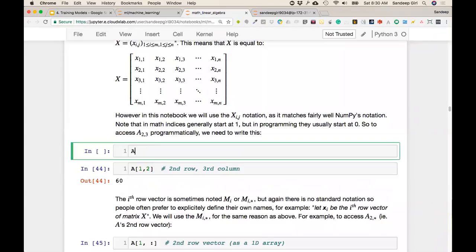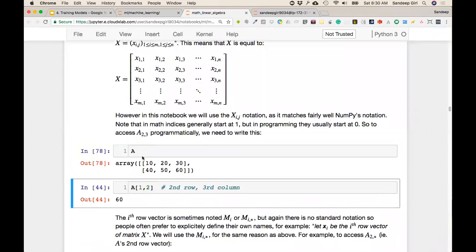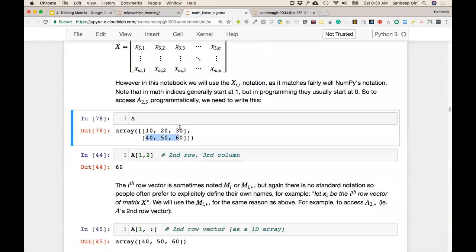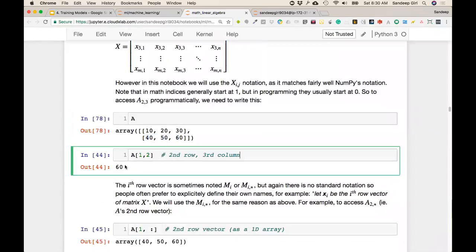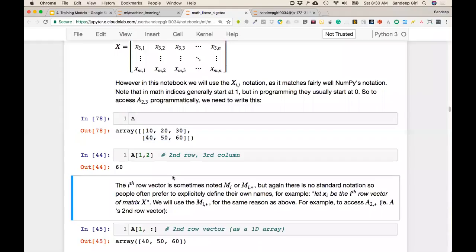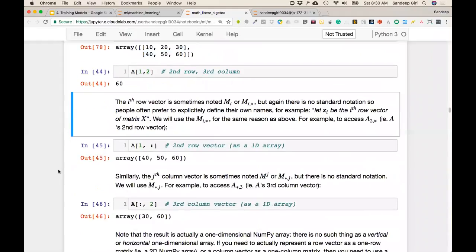Let's take a look at the actual matrix. Our matrix is like this. So it has these things. So N12 means this and this. The indexing starts at 0 here. So this is 0, this is 1. This is 0, this is 1, this is 2. All right. So this is something that we need to keep in mind.